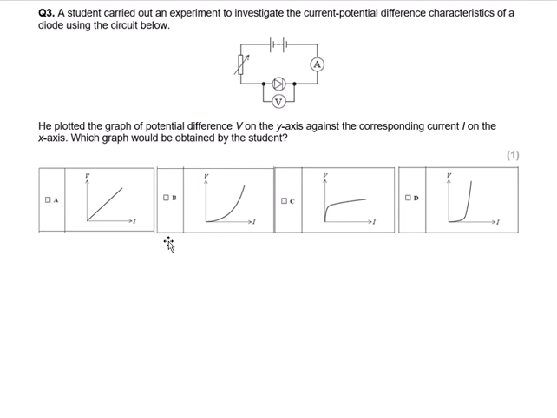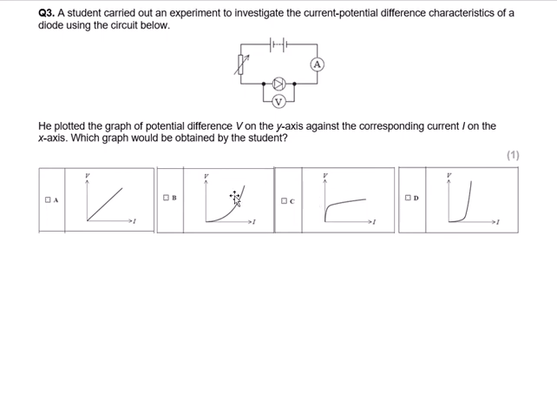Okay, the question is essentially, what is the VI graph for a diode? Now, normally we draw IV graphs because we change the voltage across the component, which then varies the current through it. For an IV graph, the diode would look like this, and the answer would be D. But this isn't an IV graph, it's a VI graph. So we need to reverse that, and the answer is C.